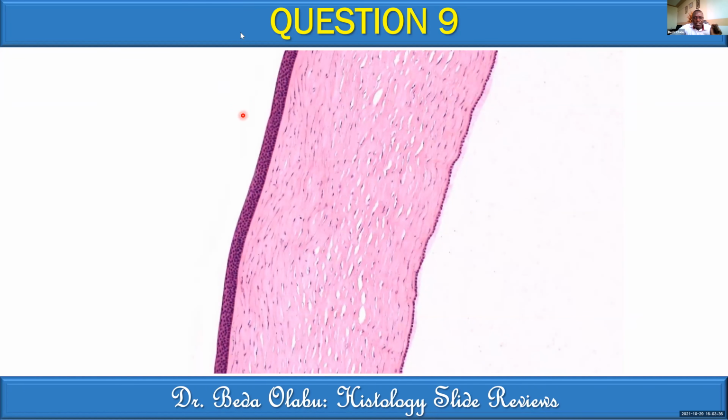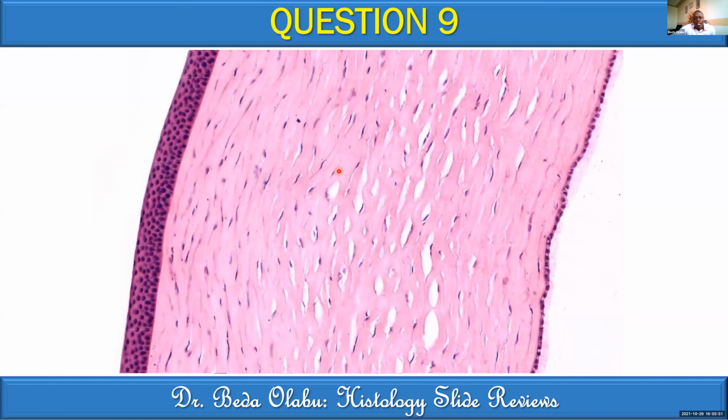This is the last example I'm giving you. Maybe you don't have to answer. It's a straightforward one, so I can take it up. We are looking at the slide of the cornea. This is low magnification, and that is high magnification.